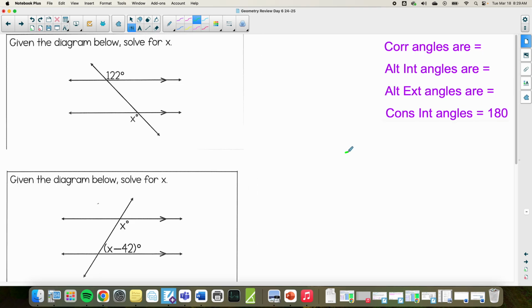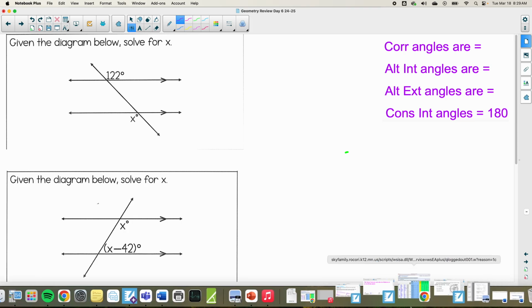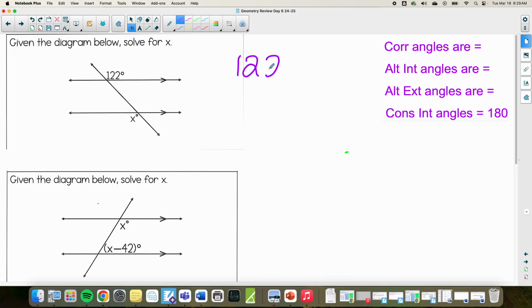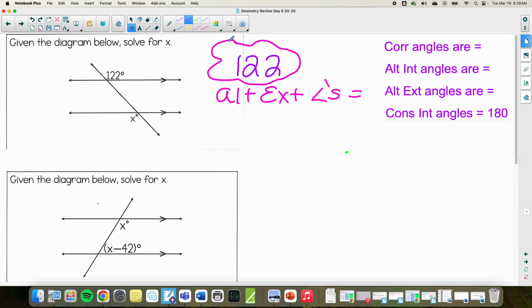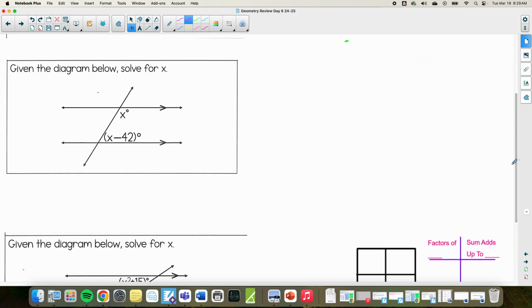Okay, now let's go to this page. This first one here is pretty easy, right? What would our answer be? 122, because what kind of angles are they? They're alternate exterior. Very good. Okay, now if we look at our next one here, what kind are those two?